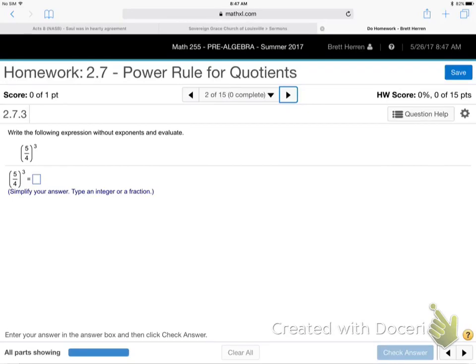All right, so 5/4 to the third. Same kind of thing. Powers outside parentheses multiply powers. Power players with power players. The governor did not ask me to lunch.